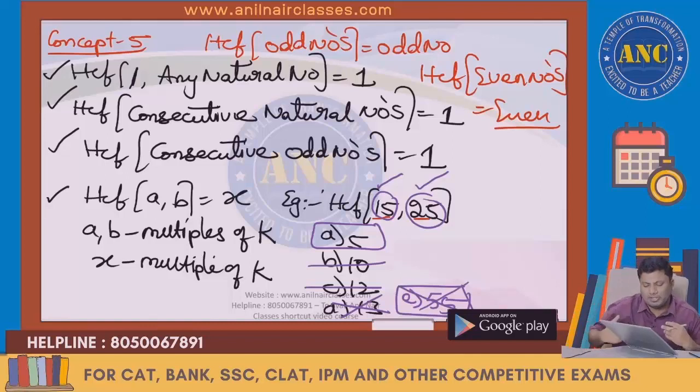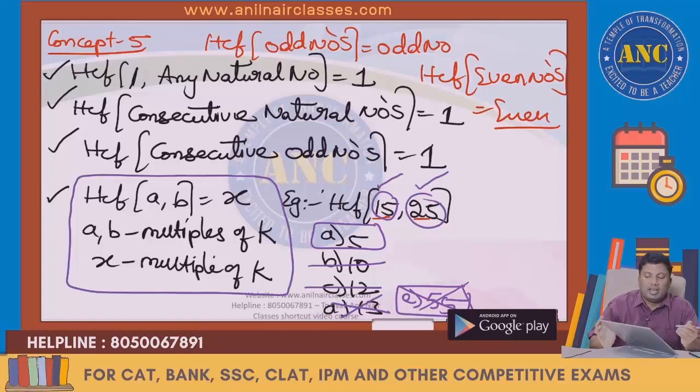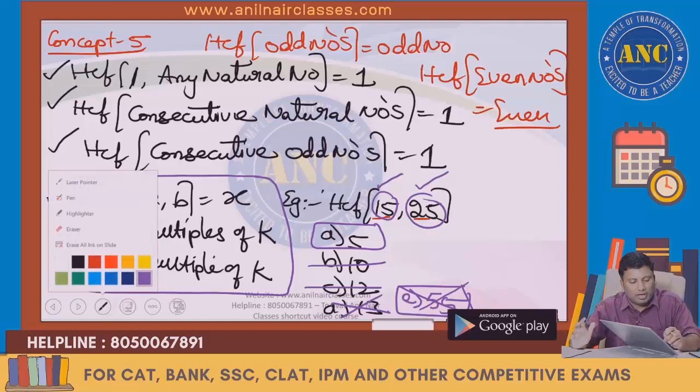Preliminary examples, in the slides I kept some very good questions. Every key point is extremely important, sir. HCF of 1 with any natural number is 1. HCF of consecutive natural numbers is 1. Consecutive odd numbers is also 1. If HCF of two numbers is x, and A and B are multiples of k, x also should be a multiple of k.